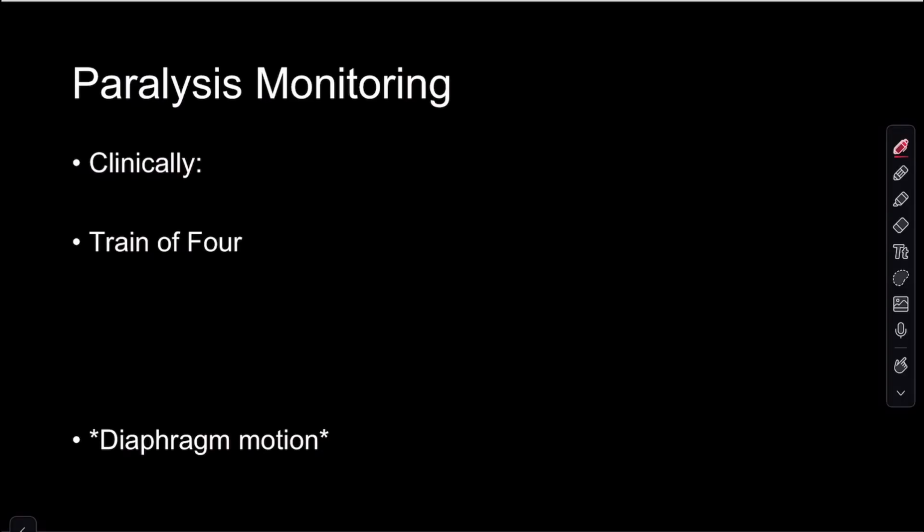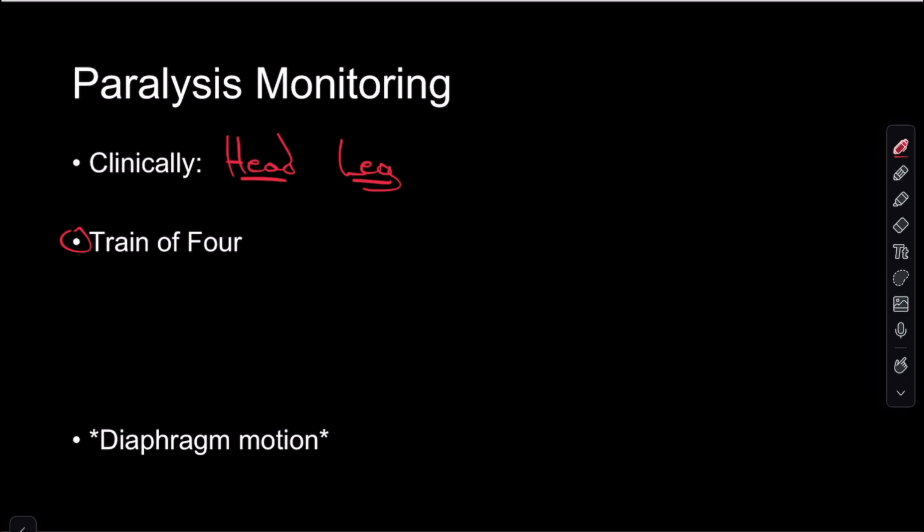So if you're trying to monitor the degree of paralysis that a patient has, clinically, you could do it through a sustained head lift or sustained leg lift. To be honest, I've never seen this done in practice. Maybe if you don't have the option of train of 4, then those would be techniques that you could rely on.